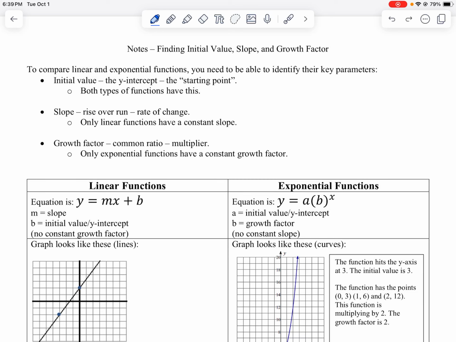Hello, ladies and gentlemen. Time for a little lesson on finding initial value, slope, and growth factor. What we're dealing with are linear and exponential functions, and you have to be able to look at an equation, a graph, a table, and a situation and identify what it starts with, how it's changing, and express those numbers according to what they stand for.